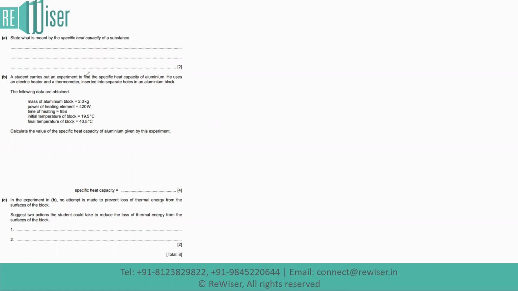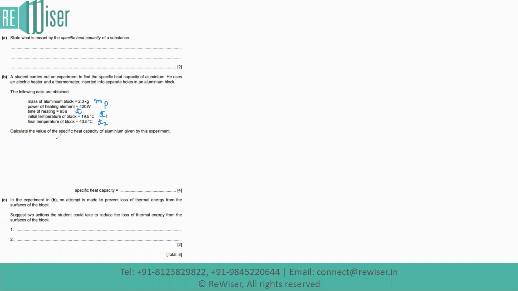Moving on, a student carries out an experiment to find specific heat capacity of aluminum. He uses an electric heater and a thermometer inserted into separate holes in an aluminum block. The following data are obtained. So we have the mass of the aluminum M equal to 2 kilogram. The power of the heating element P is given. The time T is given. The initial temperature T1 is given. The final temperature T2 is given. Now, calculate the value of specific heat capacity of aluminum given by this experiment.